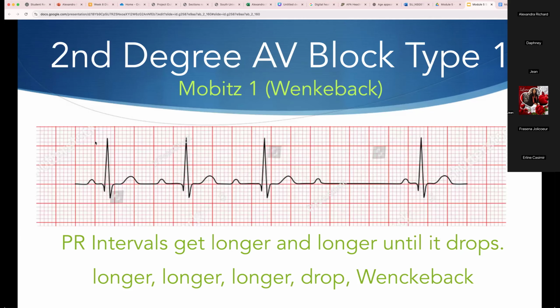Next up is second degree AV block type 1. They also call it Mobitz 1 or Wenckebach. Okay? So how many eyes do you need to wink with?